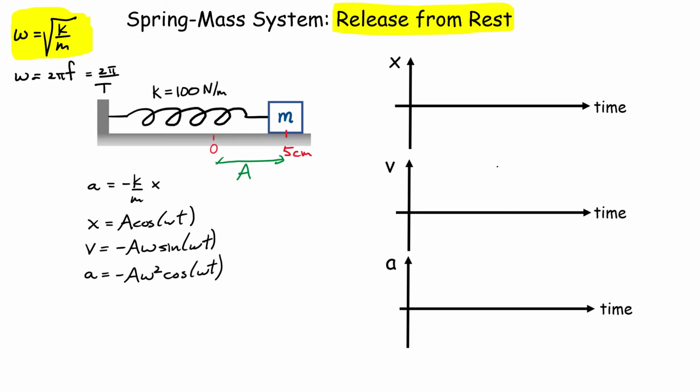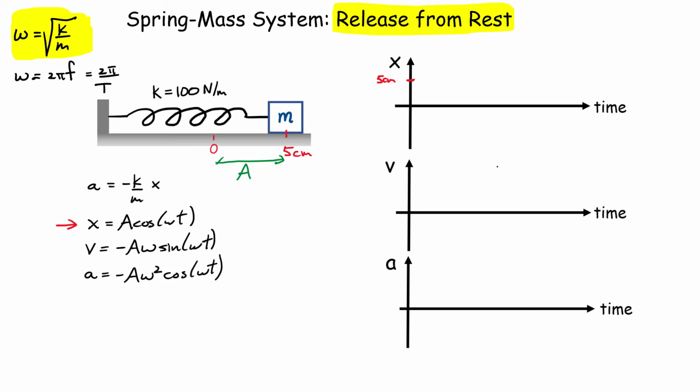All right, so let's now just have a quick sketch of what these solutions look like. So we can sketch position versus time. Let's start with that one. It's just A cos of omega t. So again, at time 0, you started over here at a position of 5 centimeters. So this would be 5 centimeters.